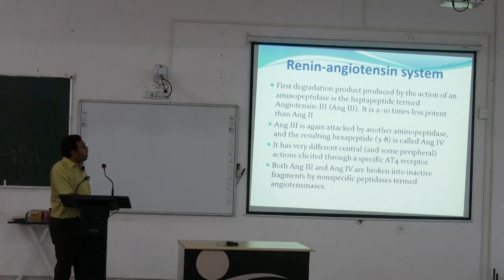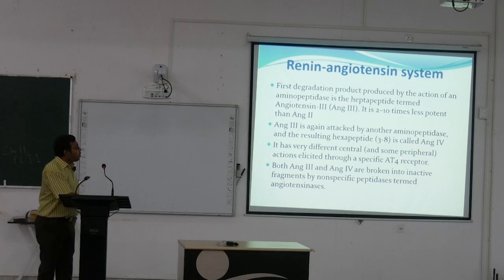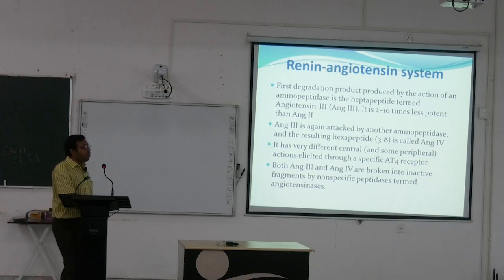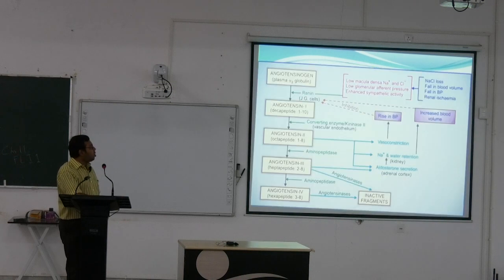So it has very different central and some peripheral actions, mainly through specific angiotensin 4 receptors. This is not needed, but the point is that the system does not end at angiotensin 2. Angiotensin 3 and 4 are also formed, and they also act through other types of receptors like angiotensin 4 receptors. Both angiotensin 3 and 4 are broken into inactive fragments by non-specific peptidases termed angiotensinases. So basically, ultimately it is cleaved and passes through the urine and stool. So by this the metabolism of angiotensinogen happens.